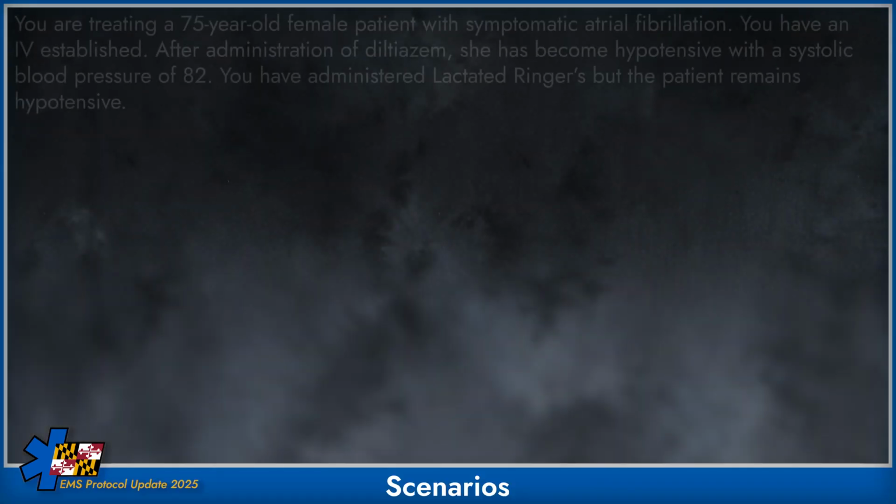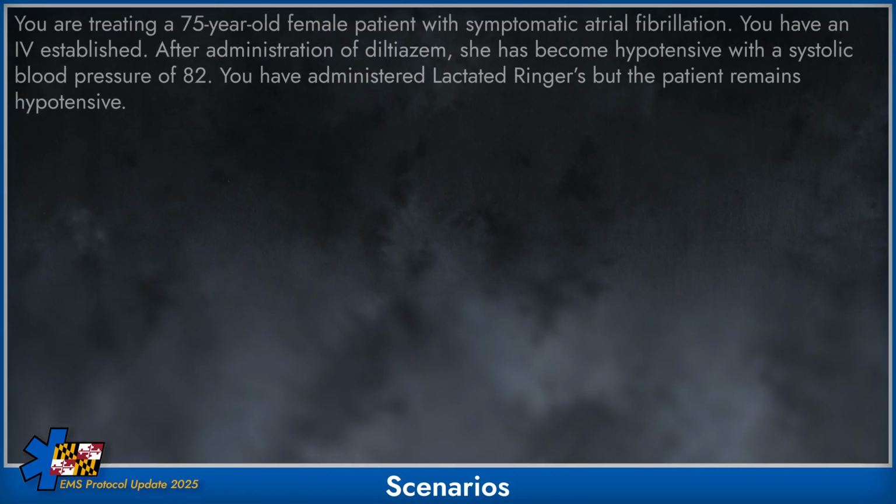You are treating a 75-year-old female patient with symptomatic atrial fibrillation. You have an IV established. After administration of diltiazem, she has become hypotensive with a systolic blood pressure of 82. You have administered lactated ringers, but the patient remains hypotensive.